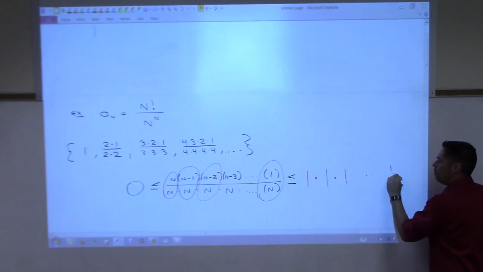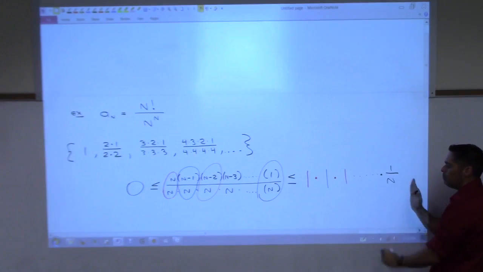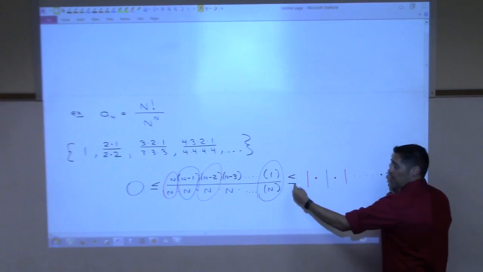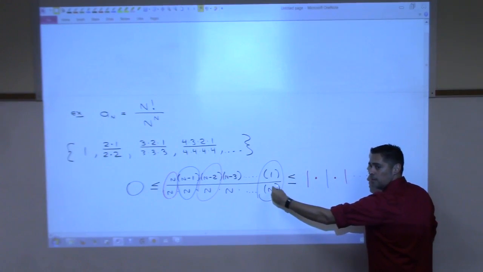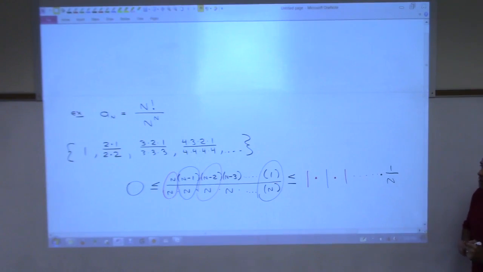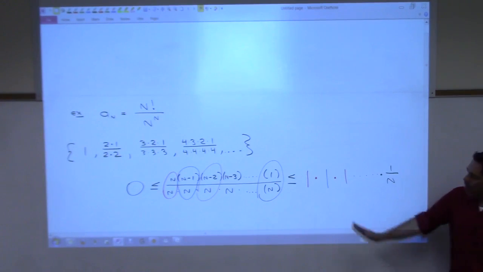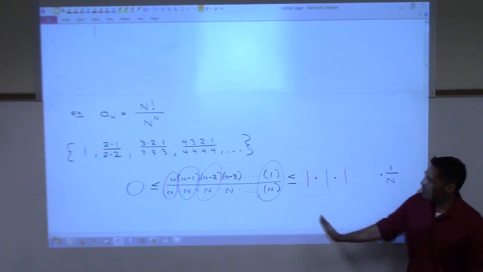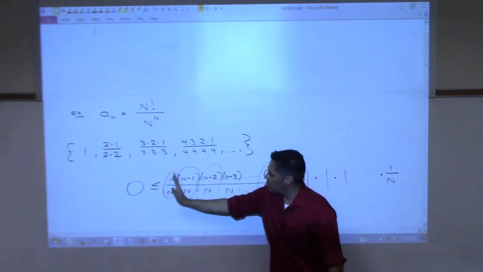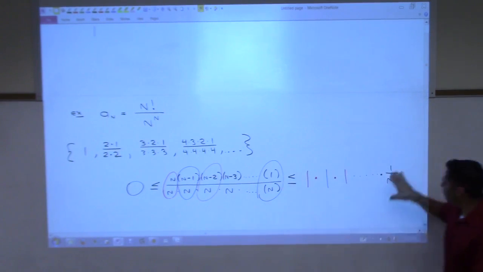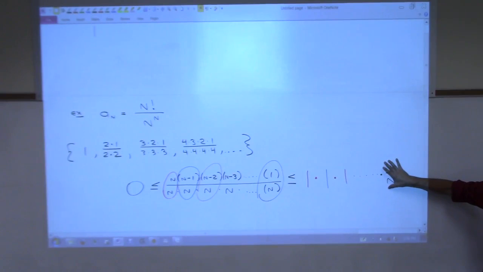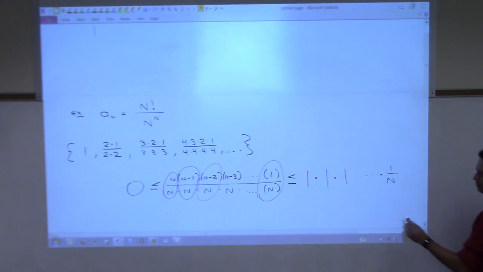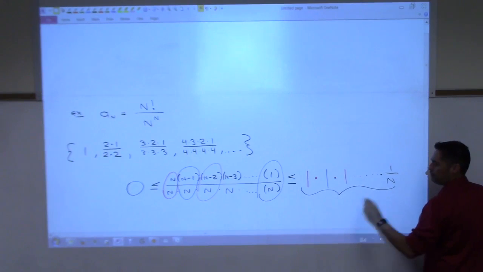And do you agree that if I put 1 over n out here, that 1 over n is actually bigger than or equal to 1 over n? So all of these numbers, 1, 1, 1, 1, 1, were always bigger than all these factors. But that last factor is exactly equal to this factor. And by doing it that way, what's the right side? The right side is really just what? 1 over n.